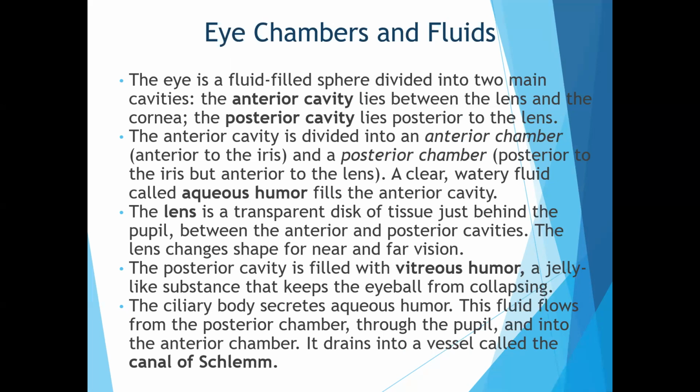So the posterior cavity is filled with vitreous humor. This is less watery. It's more of a jelly-like substance, but it gives our eyeball a little bit more structure so that it doesn't collapse.